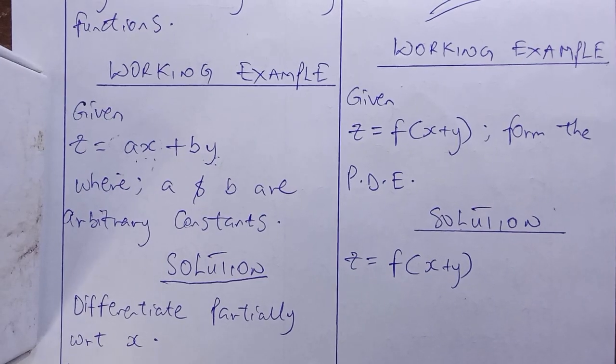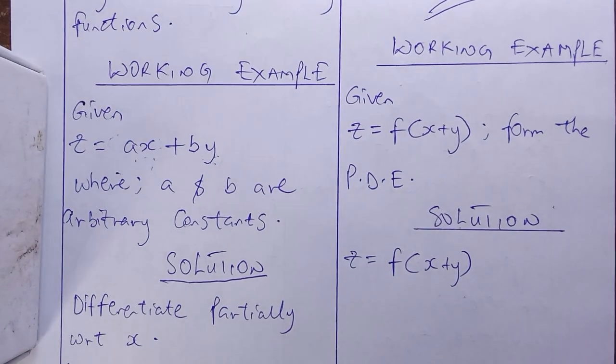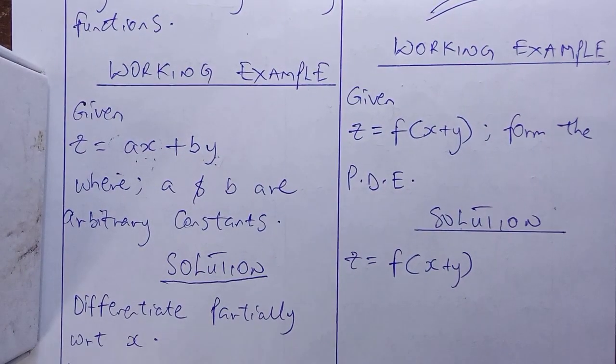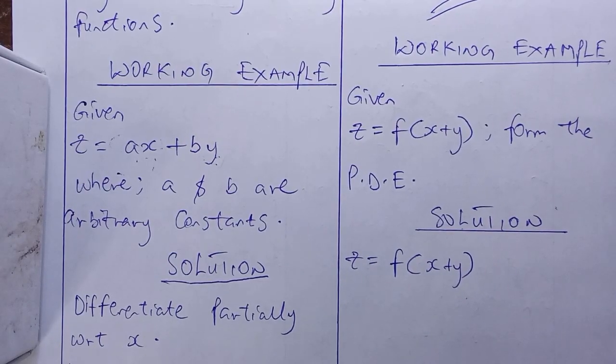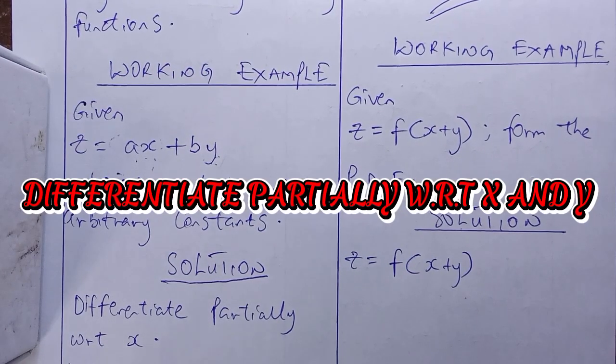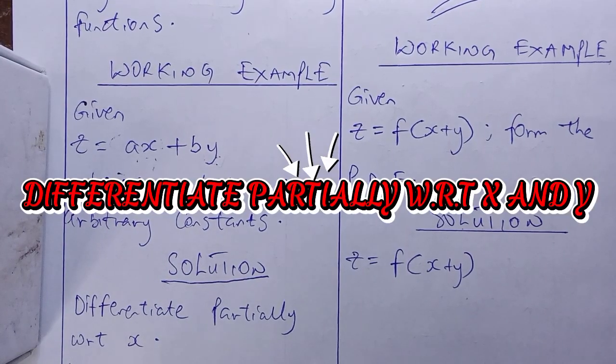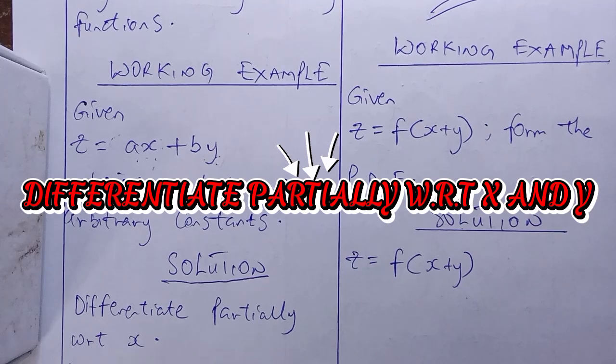That is the first two steps to forming a PDE. Differentiate partially with respect to x and with respect to y. And when you're done differentiating it, you will now look and find the pattern in order to eliminate the arbitrary constants, but in this case, the arbitrary function.